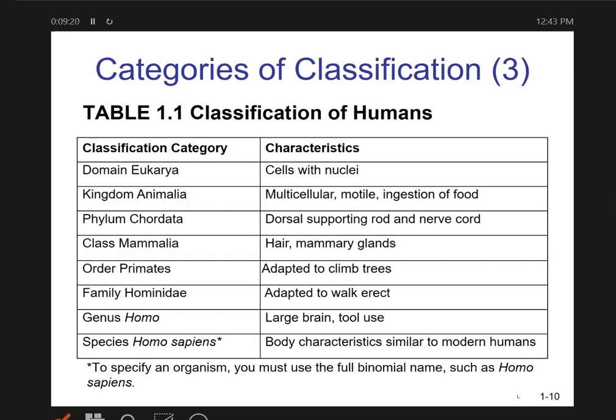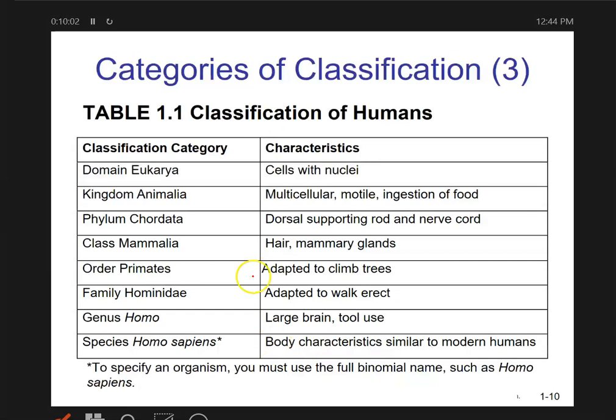All right, so here let's look at the classification of humans. Domain Eukarya, of course, you know that means cells with nuclei. Kingdom Animalia, yes, human beings are multicellular, motile, and ingest food. Phylum Chordata. Why? Because they have a notochord and a nerve cord. Class Mammalia, because they have hair and mammary glands. Order Primates, because they can climb trees. Family Hominidae, because they are adapted to walk erect. Genus Homo, because they have large brains and know how to use tools. And finally, the species is sapiens. The scientific name will be Homo sapiens. Sapiens, why? Because the body characteristics are similar to modern humans.